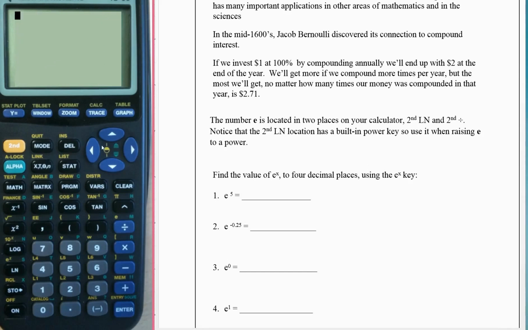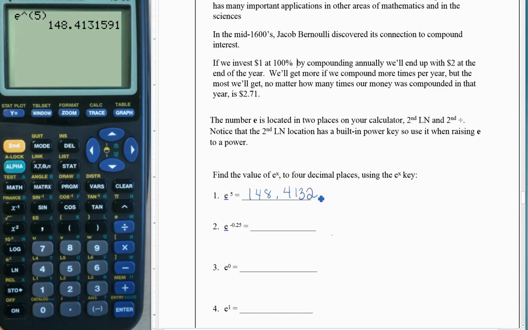So if we want to do e to the 5th power, and remember that's like taking 2.7 blah blah blah to the 5th power, we're going to round to 4 decimal places, even though it would never actually end. We would get 148.4132. Okay, what if we want to take e to the negative 0.25? Well, again, just do that second e to the x and do negative 0.25. So we have 0.7788.